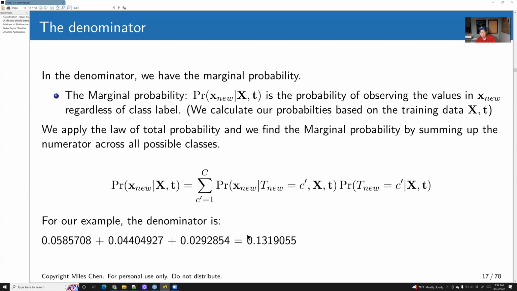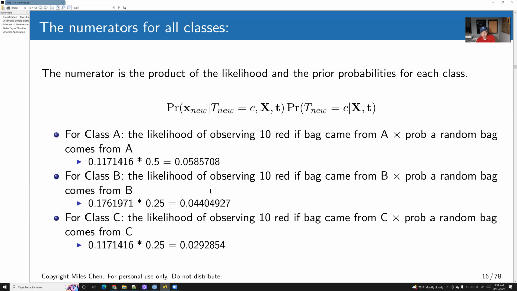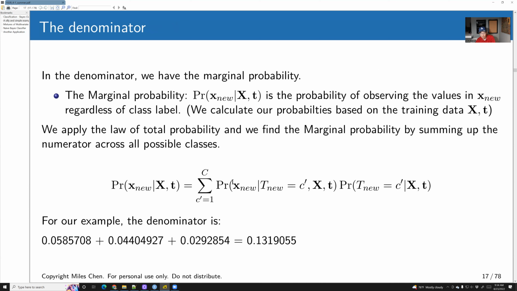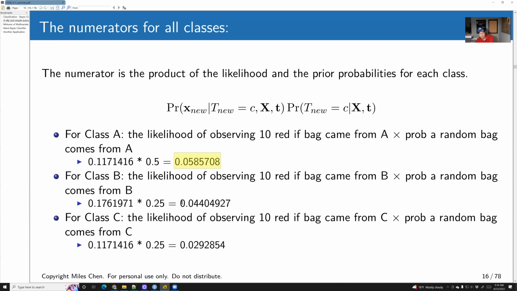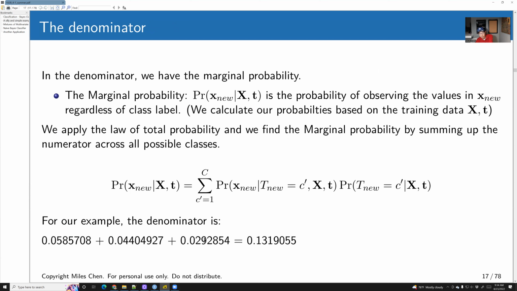And that's exactly what we do. We just take these numerator values and add them up. This is the numerator. We have three different values: 0.058, 0.044, 0.029. I take those three numbers, add them up, and I get 0.131, or 0.132, so about 13%.